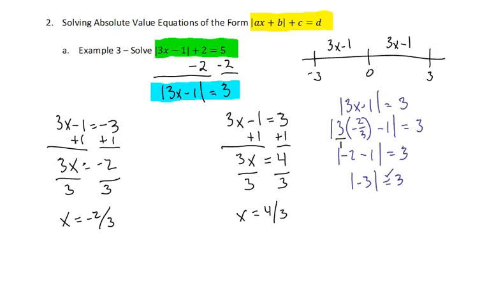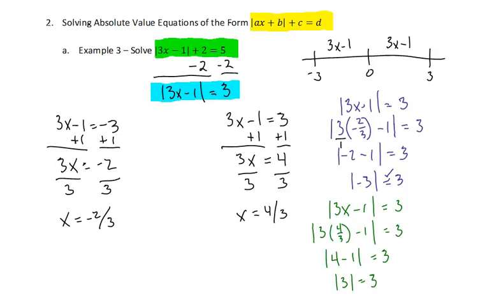Okay, now we'll look at the second equation, plugging in x equals 4/3. So we have absolute value of 3x minus 1 is equal to 3, but x is equal to 4/3, so we get 3 over 1 times 4 over 3, which gives us 12 over 3, or 4, minus 1, and the absolute value of that is 3. And so that says the absolute value of 3 is 3, which we also know to be true. So plugging in x equals 4/3 into that equation also gives us a true statement.